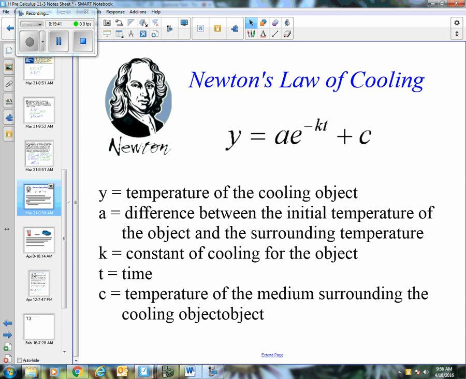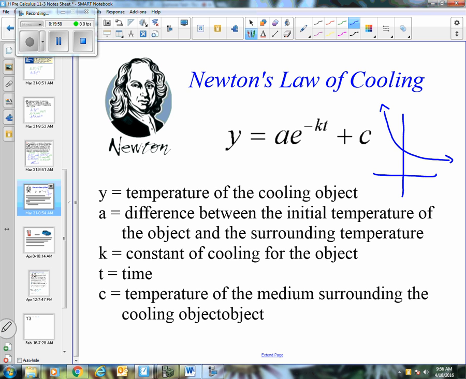So anytime you take something that has a temperature and you put it into a temperature that's cooler than it, it will cool down till it reaches that temperature. So it's going to cool down as an exponential decay kind of thing. So when you think about what the graph would look like, it's going to be doing something like this. Now, what's really interesting when you look at Newton's law of cooling is if you look at the equation, you can tell a lot about what the graph's going to look like.